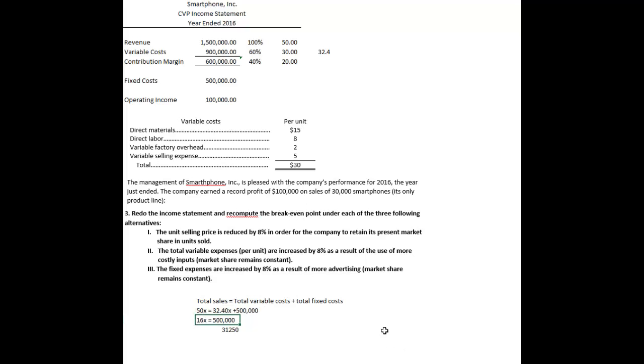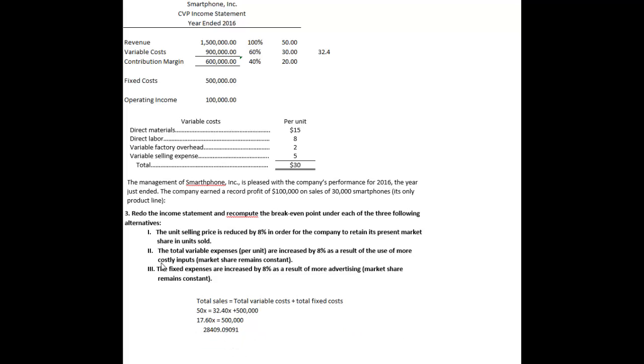So it's no longer 16x. It's whatever that is. I can probably do it in my head, but it's 17.60x, when you subtract the 32.40 from the 50. That gives us 28,409. We'd round that up to 28,410 units.